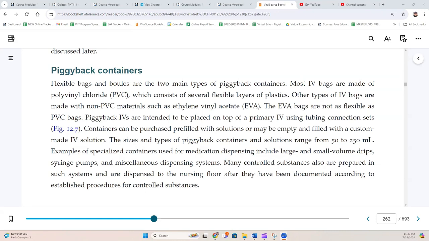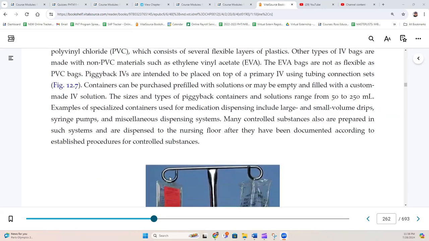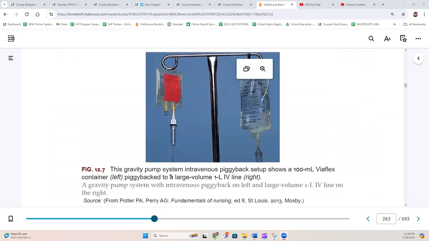Containers can be purchased pre-filled with solutions or may be empty and filled with a custom-made IV solution. The sizes and types of piggyback containers and solutions range from 50 to 250 ml. Examples of specialized containers used for medication dispensing include large and small volume drips, syringe pumps, and miscellaneous dispensing systems. Many controlled substances also are prepared in such systems and are dispensed to the nursing floor after they have been documented according to established procedures for controlled substances.